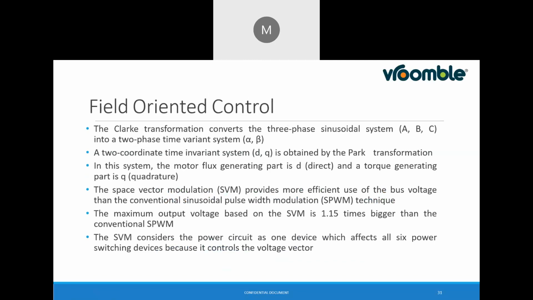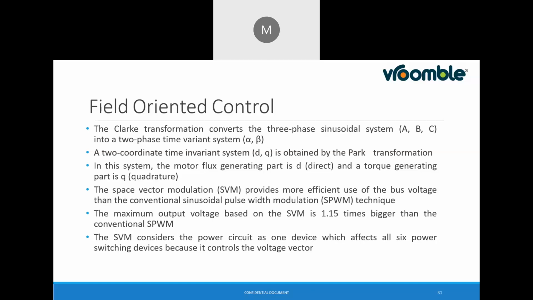Now, what exactly is required for the FOC control? Which method is being used in the FOC? The Clark transformation converts the three-phase sinusoidal system A, B, and C, or you can call it U, V, and W, into a two-phase system first, that is alpha and beta. The names are just to give you the idea how it is being done, right? The two-coordinate time invariant system D and Q, where D is a flux component and Q is a current component, is obtained by the Park transformation.